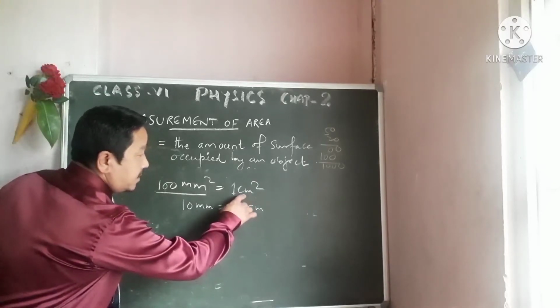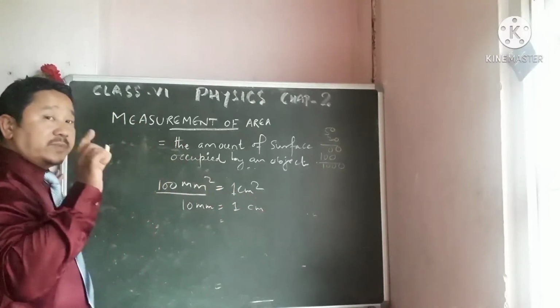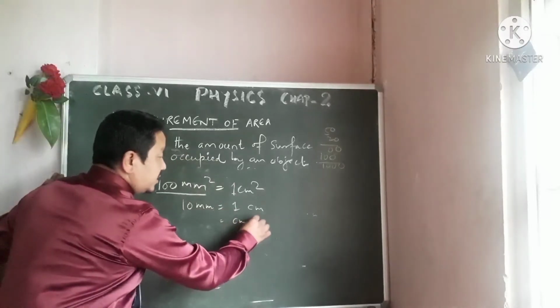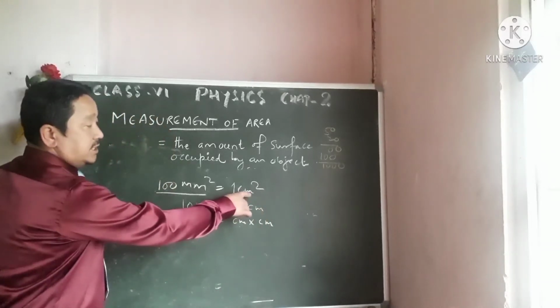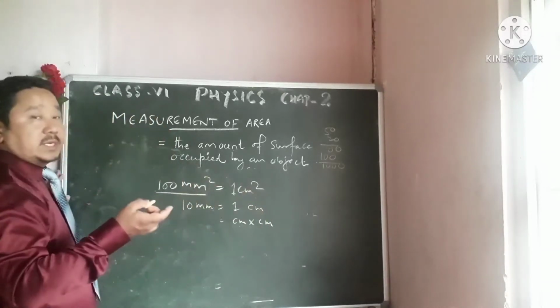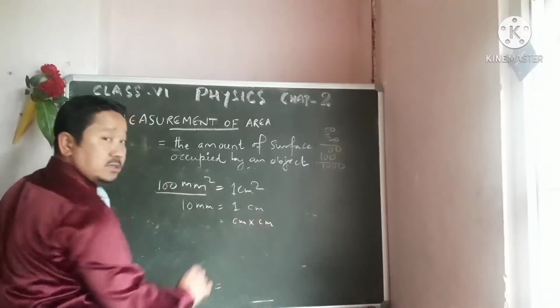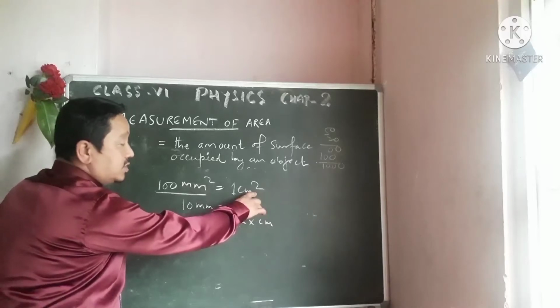So here, how many cm is there? 2 cm. That means how many centimeters? Okay, 2 centimeters. 1 centimeter into other centimeter. See here, cm square means cm into cm, centimeter into centimeter. So centimeter into centimeter, then only it makes how much? Cm square.